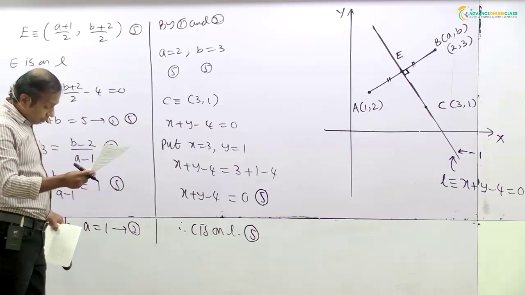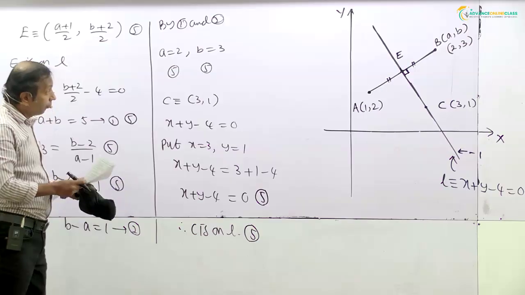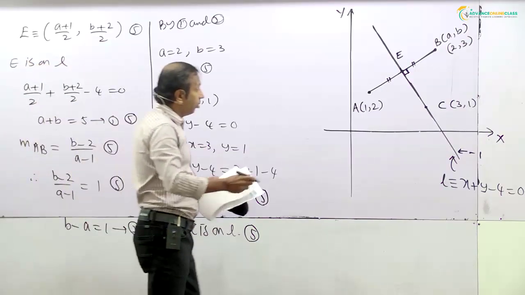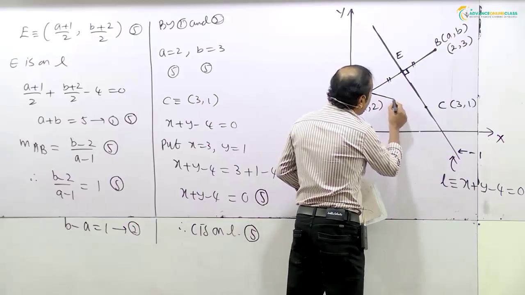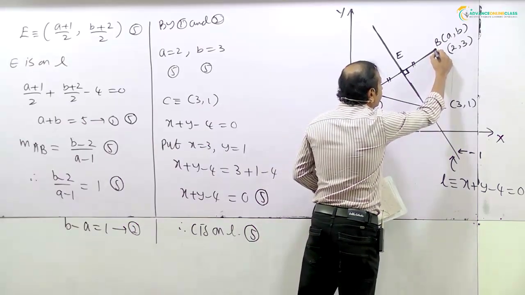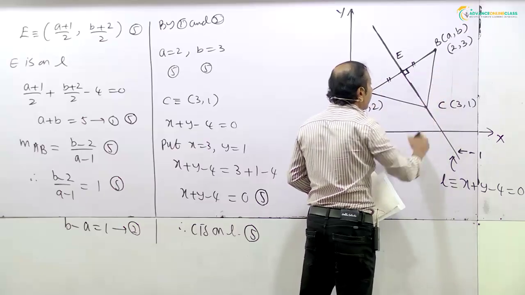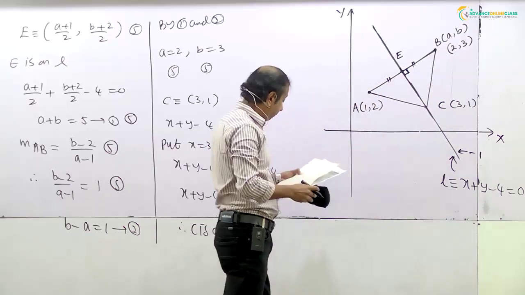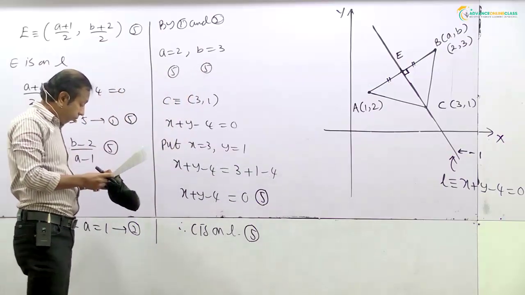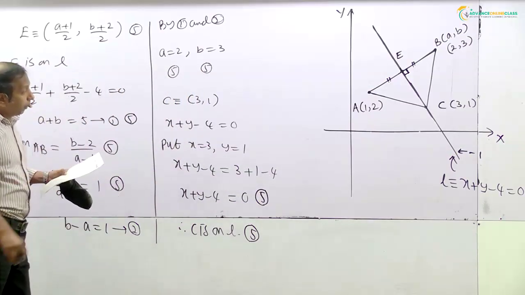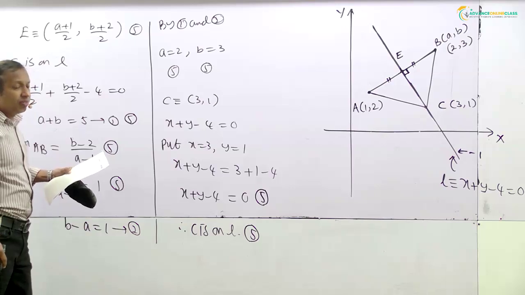So the point C lies on line L, and we need to find the ACB angle. Okay, ACB angle we can easily write like this.